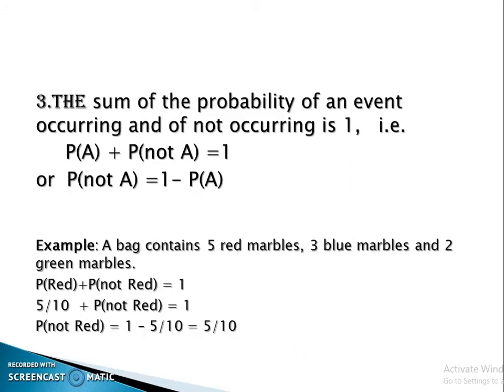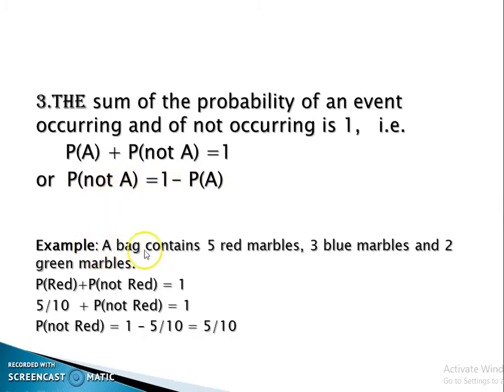The third probability rule is that the sum of the probability of an event occurring and of not occurring is 1. That is, probability of event A plus probability of event not A is equal to 1. Or we can say probability of not A is equal to 1 minus probability of A. Probability of not A is equal to probability of A complement.